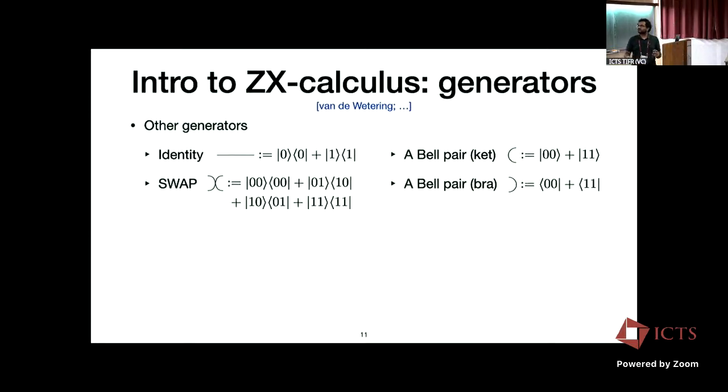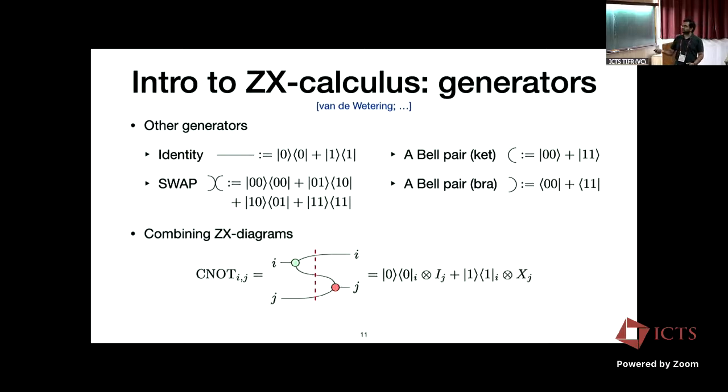There's a bunch of other generators, simpler than the ones I showed before. There's the identity, which is just a single wire. There's a swap, which is two wires that just go through each other. And then there's a Bell pair, the ket version and the bra version of that. And these generators can be combined to construct more non-trivial operators. For example, here's a ZX diagram for a CZ gate. So on the left of the red dashed line here, I have 2 generators, one spider with 3 legs and one identity generator. On the right, I have again 2 generators.